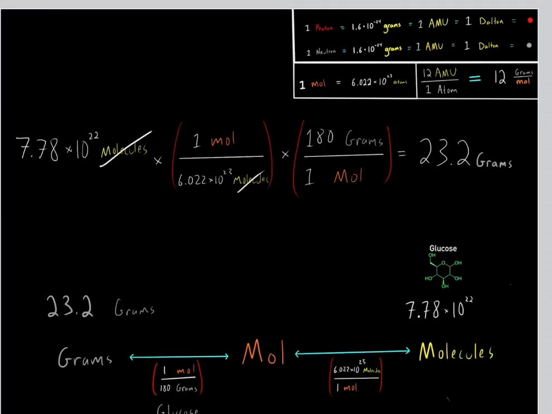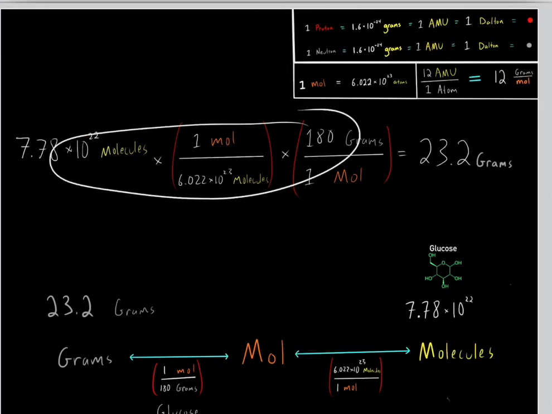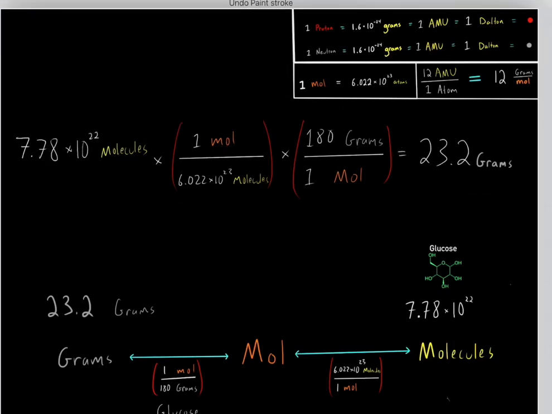So now we see the molecules cancel and we see the moles cancel. So we're left with units of grams. So our answer will be in units of grams. And if you now just do the math, you get 23.2 grams.